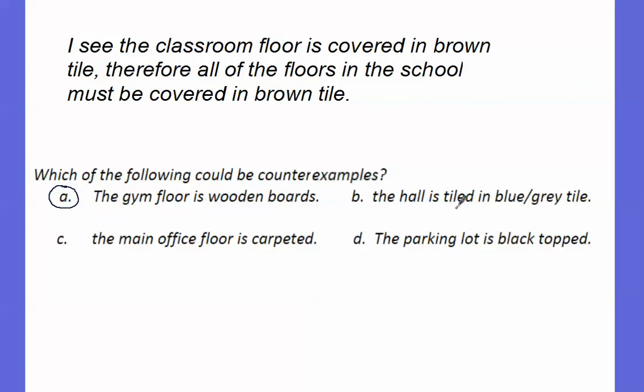B, the hall is tiled in blue-gray tile. Well, again, the hall is part of the school, and it's not brown, so that could be a counterexample as well. C, the main office's floor is carpeted. Again, part of the school, and not tile. D, the parking lot is black-topped. Here, this parking lot is not part of the school, so it doesn't matter what it is, it's not a valid counterexample. So you have three possible counterexamples.